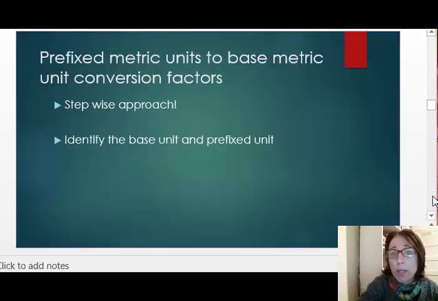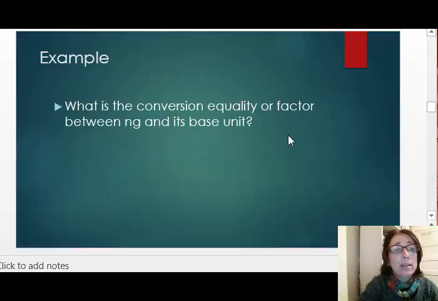We're going to learn how to write a conversion equality or factor between a prefixed unit and its corresponding base unit. I'm going to show you how to do this stepwise, and although it may seem cumbersome to follow steps, I can assure you that if you follow the steps, you will not be wrong. The first thing you want to do is identify the base unit and the prefixed unit. This example asks us to determine the conversion factor between ng and its base unit.